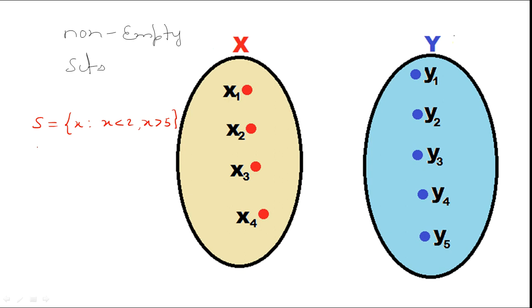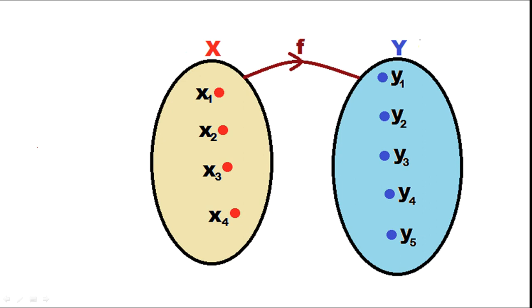Function can be easily defined with the help of the concept of mapping. Let X and Y be any two non-empty sets. A function from X to Y is a rule or correspondence. What I am writing, please follow that. A function from X to Y is a rule or correspondence that assigns to each element of set X one and only one element of set Y. That must be kept in mind.